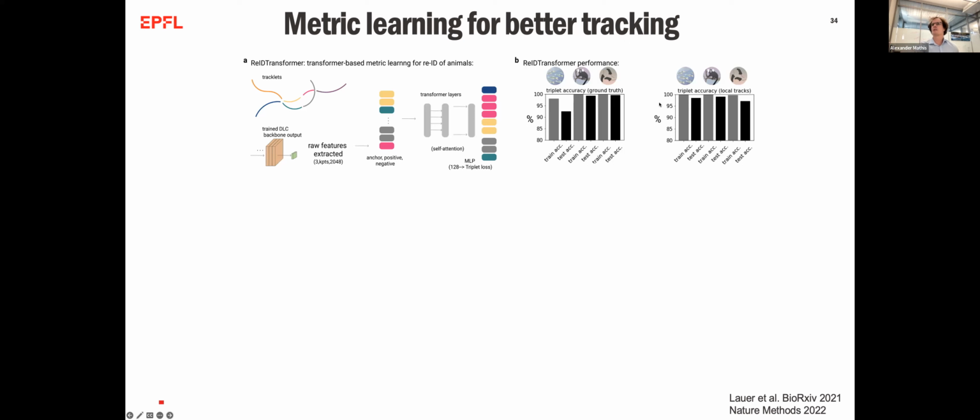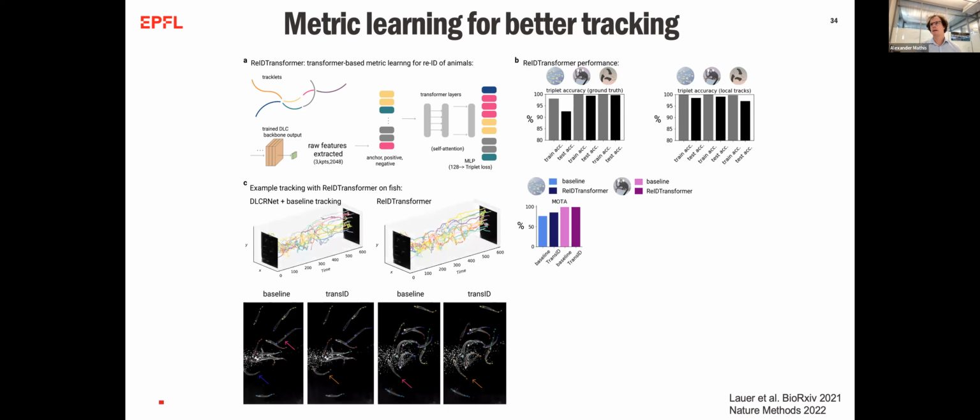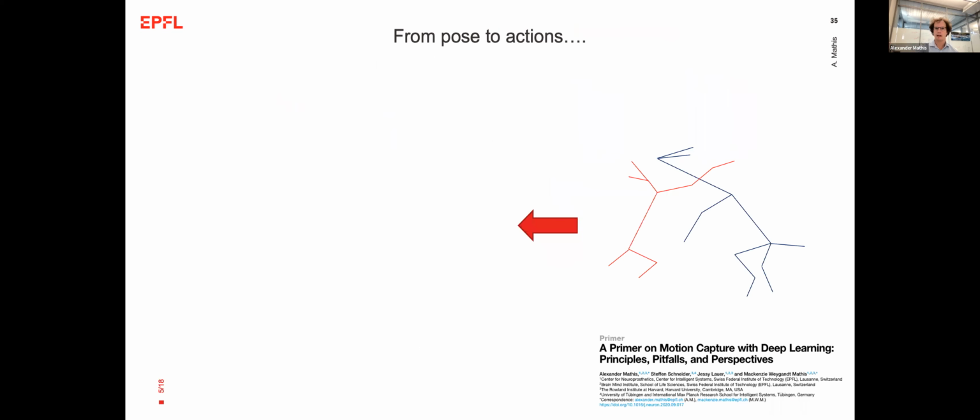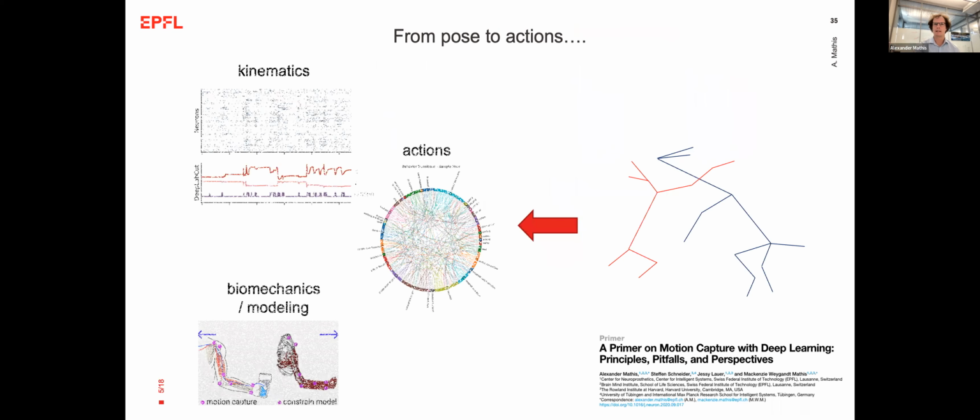And here's a quantification that works extremely well, even in this challenging case of fish, and in the marmoset case where we don't actually use any of the labeled data. This works really well. And we're playing around with this now in the wild, and it already looks very promising. So with that, I just want to go back to this original slide that I had.